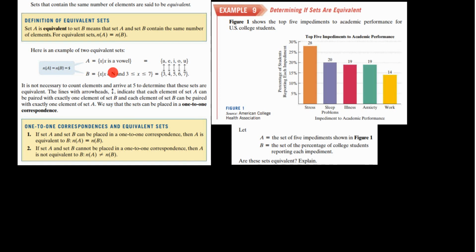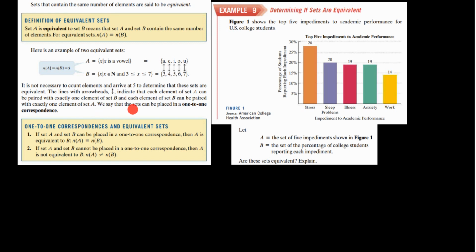All right, so here's an example of two sets. Set A is the set of vowels: A, E, I, O, U, and obviously we're not talking about sometimes Y here. And then B is the set of x such that x is an element of natural numbers and it's between 3 and 7. Well, 3, 4, 5, 6, and 7. We see the cardinality of both A and B are 5. Therefore we say that they're equivalent.